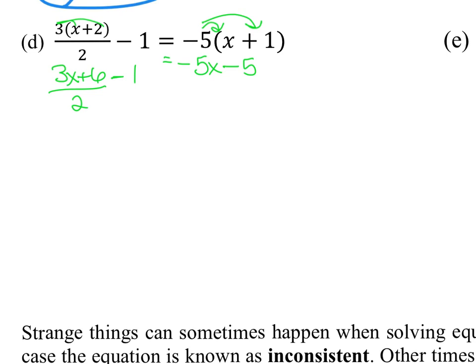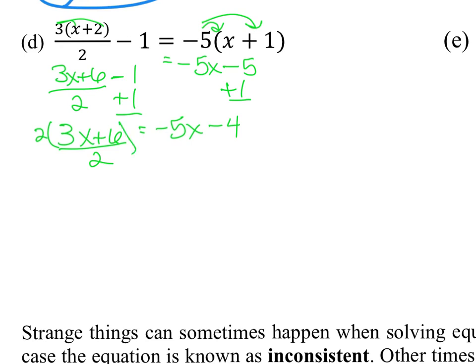Now, I'm going to add 1 to both sides, just like I did before. So that's going to give me 3x plus 6 over 2 equals negative 5x minus 4. Now, to be consistent, I'm going to multiply both sides by 2. You could actually divide the 2 into the 3x and get 3 over 2x and then divide it into the 6. That does work, but I'm just going to do it this way just to be consistent.